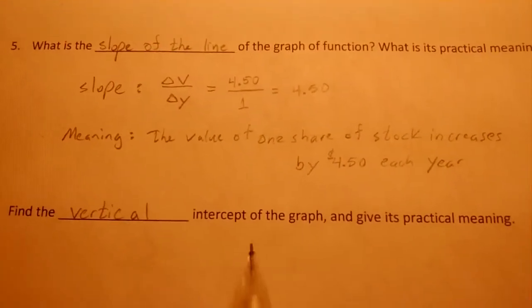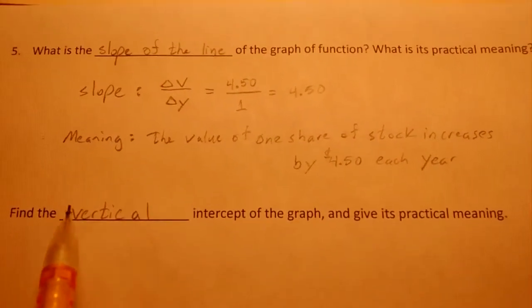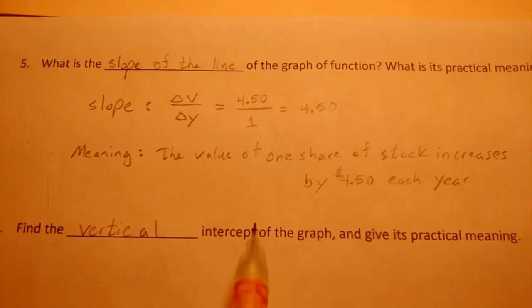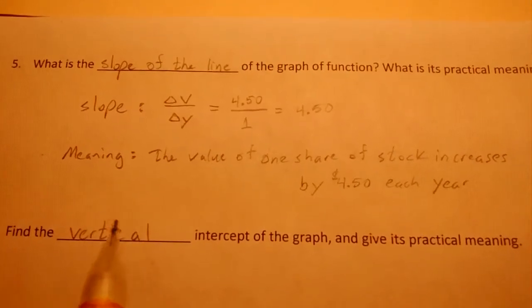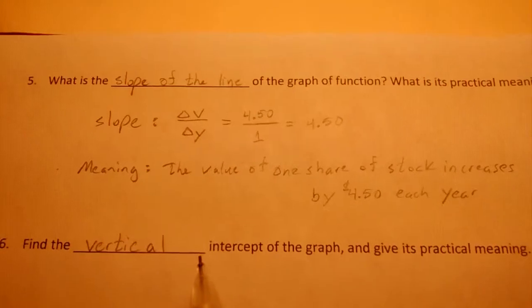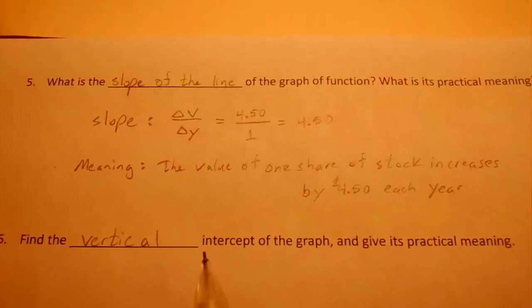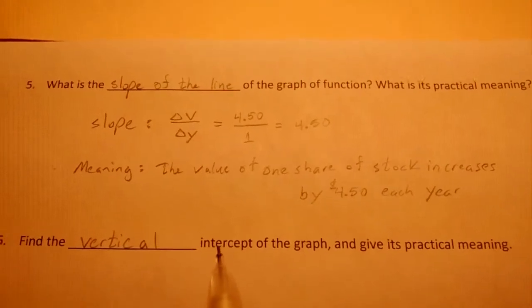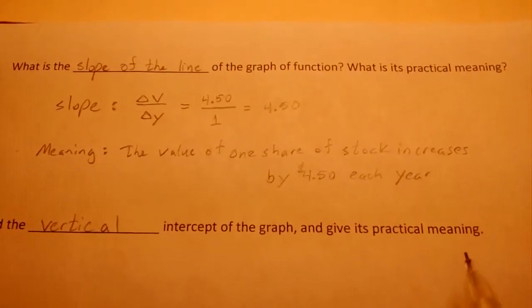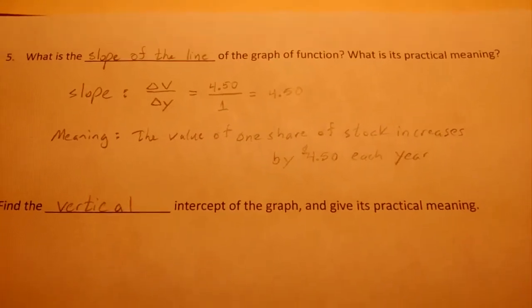Find the vertical intercept of the graph and give its practical meaning. So you've got to go back and review the definition of a vertical intercept, and then try and find the coordinates. When we say find the vertical intercept, we mean the location of where the line hits the vertical axis. So that's given to us by an ordered pair. So see if you can do that, and then write a meaning for the coordinates of that vertex. And then check back with me in the next video.